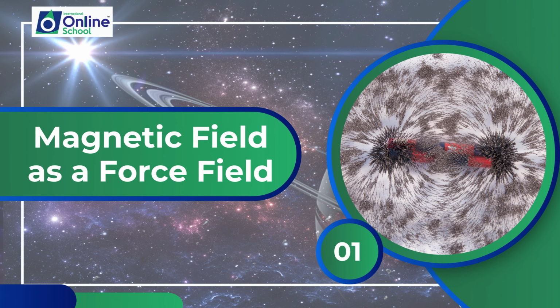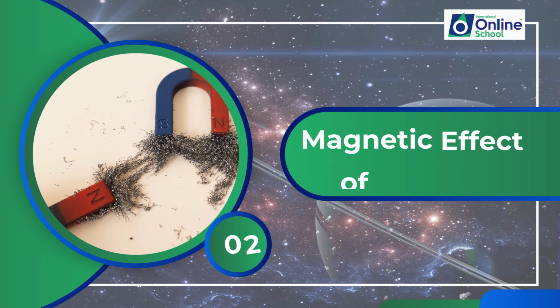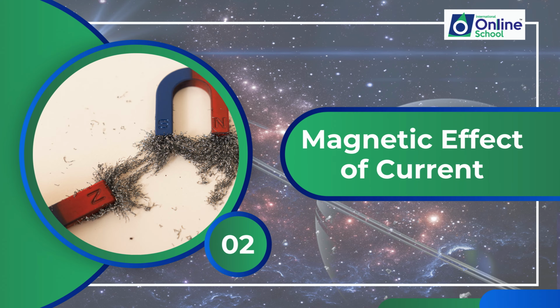Students will explore the concept of a magnetic field as a force field created by current-carrying conductors or permanent magnets. This lesson will explain the nature of force fields in the context of magnetism. You'll describe how an electric current flowing through a conductor generates a magnetic field around it. This fundamental principle is central to electromagnetism.